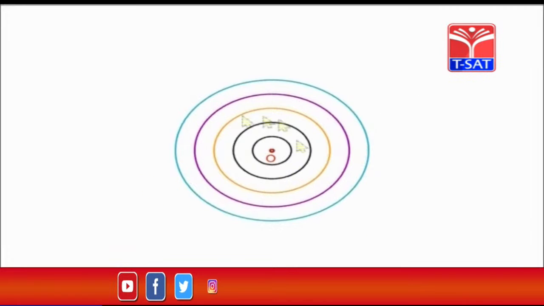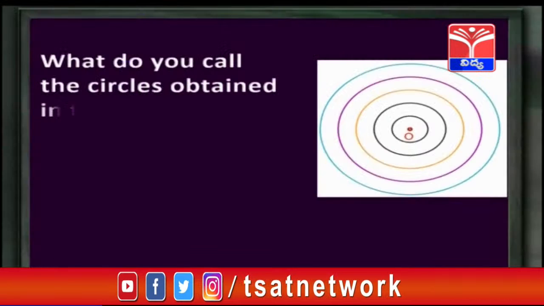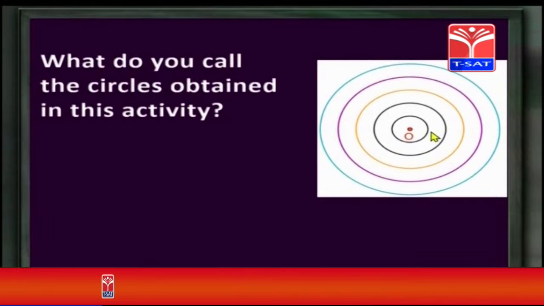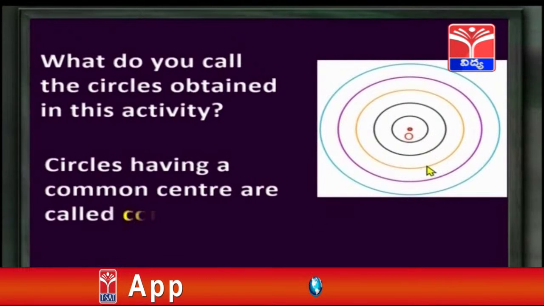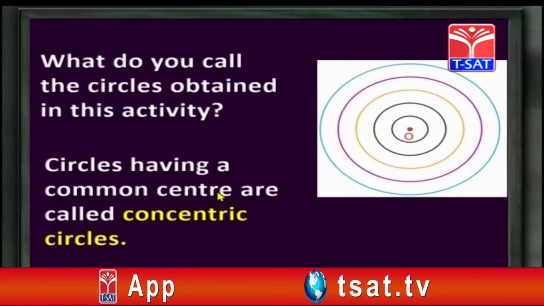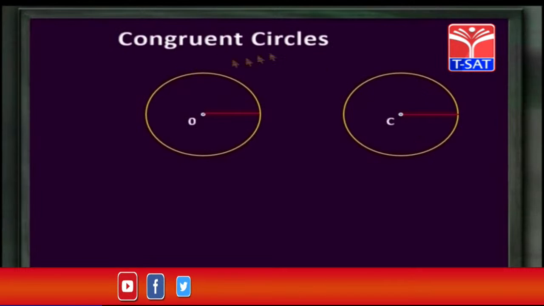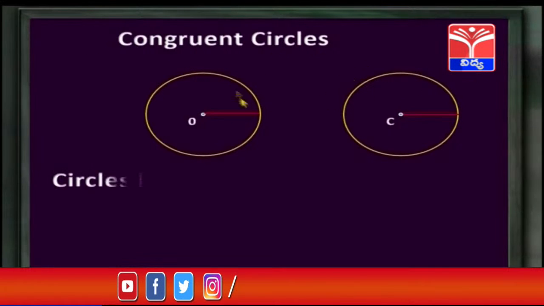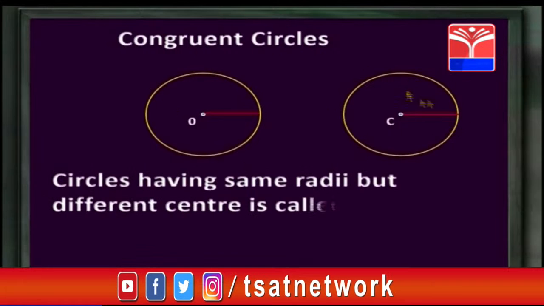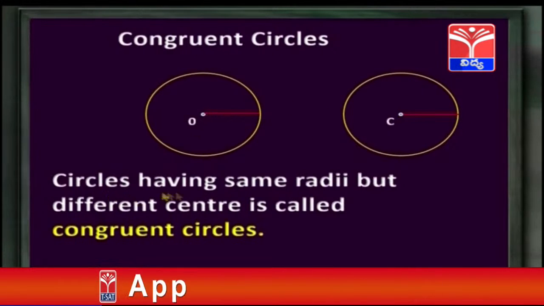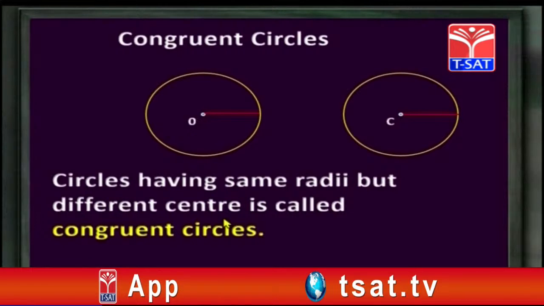So, what do we call these circles? What do you call the circles obtained in this activity? So, these circles are all called concentric circles. Circles having a common center are called concentric circles. Now, let us see congruent circles. What are the congruent circles? The congruent circles are these 2 circles we are having with different centers but the same radius. So, circles having the same radii but different centers are called congruent circles.